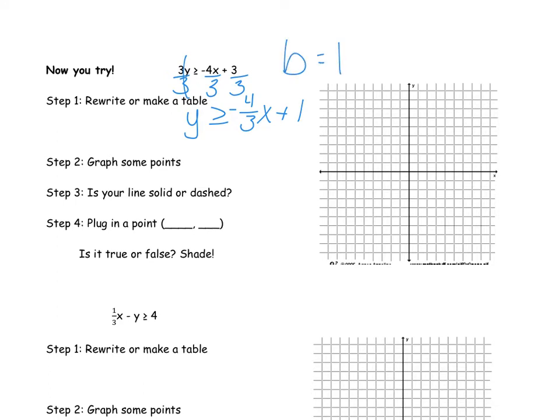Okay, so begin with the b. b equals 1. So I'm going to start right here. Okay, and slope negative 4 over 3. m equals negative 4 over 3. That tells me to go down 4: 1, 2, 3, 4, and over 3: 1, 2, 3. Same thing.